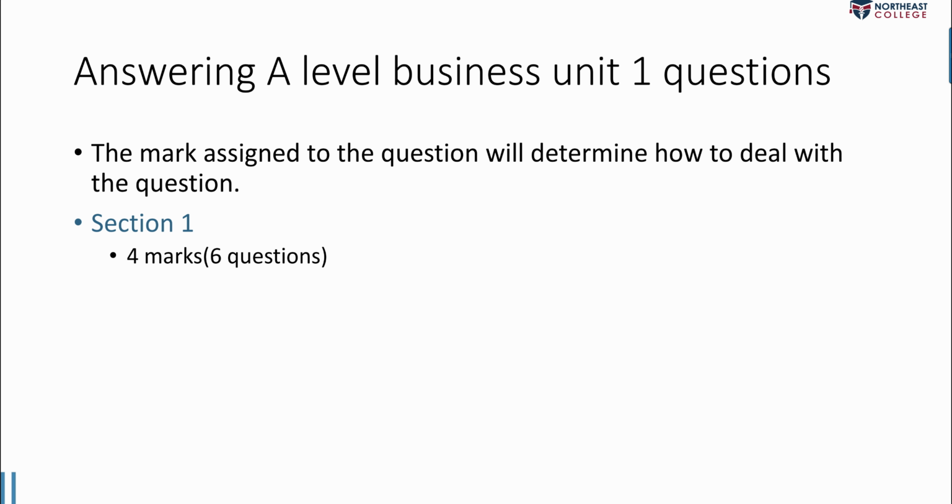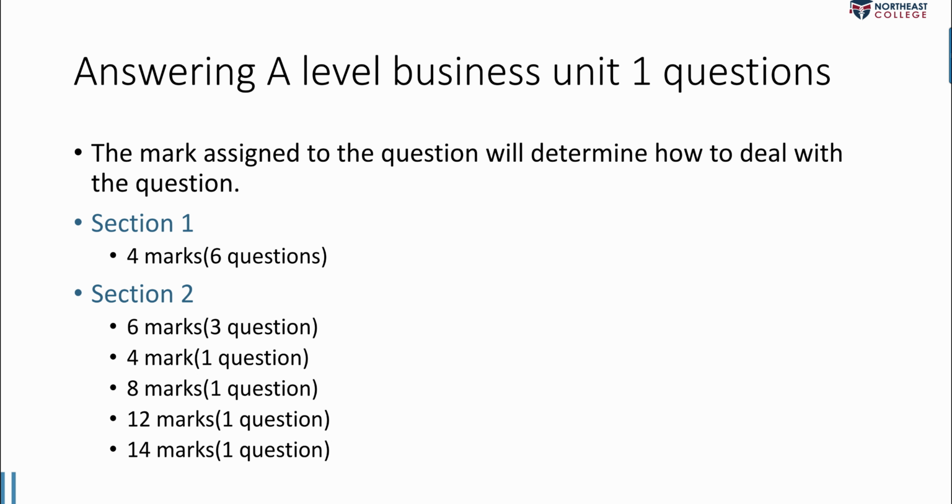Usually you have 6 questions under Section 1, and each question carries 4 marks. Then Section 2, you have a couple of questions. Under the 6 marks question, you have 3 questions. Under the 4 mark question, you have 1 question. Under the 8 marks question, you have 1 question. Under the 12 marks question, you have 1 question. And under 14, you have just 1 question.